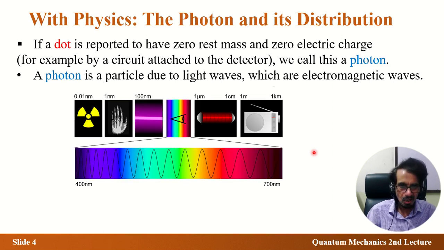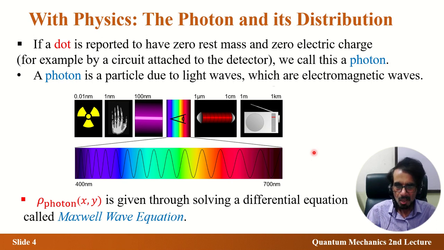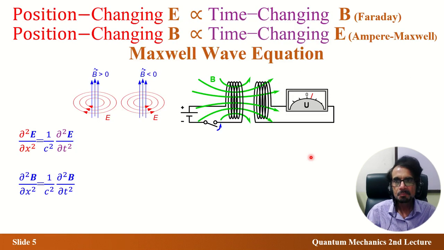Electromagnetic waves are Maxwell waves, you can say, because Maxwell summarized and then extended equations for electromagnetism, which included a prediction for electromagnetic waves. Now if the position dependence of dots is due to photons, the differential equation would be the Maxwell wave equation, and that's the topic of the next slide.